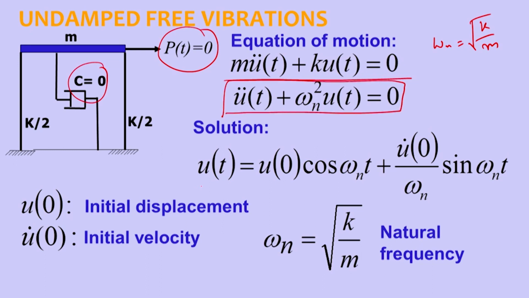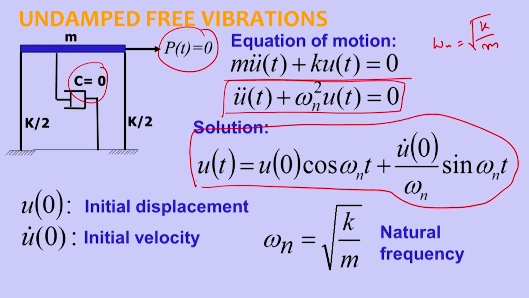The solution of the equation of motion is u0 cos omega n t plus u dot 0 by omega n into sin omega n t. In this, u0 is the initial displacement, u dot 0 is the initial velocity, and the natural frequency omega n is equal to under root k by m.